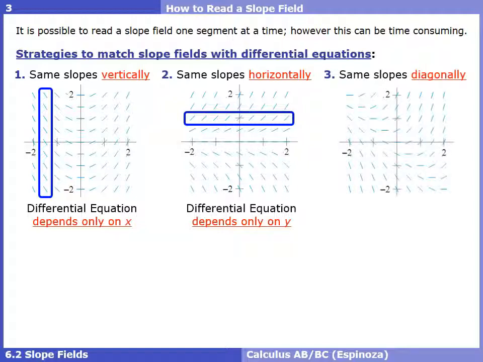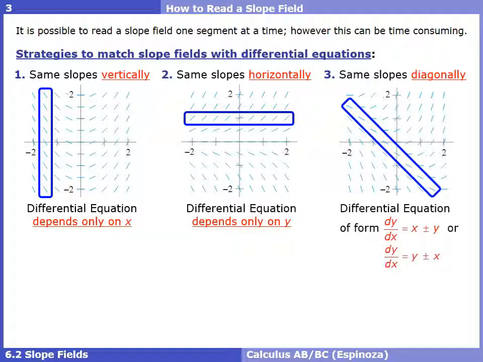What if you see the same slopes diagonally though? And again, I'm going to just highlight one of the diagonals to illustrate that. If you see a slope field where all it has is the same slopes diagonally, instead of depending on just x or depending on just y, in these differential equations, it'll depend on both. And it'll look like two different forms. It'll look like either x plus or minus a y, or a y plus or minus an x.